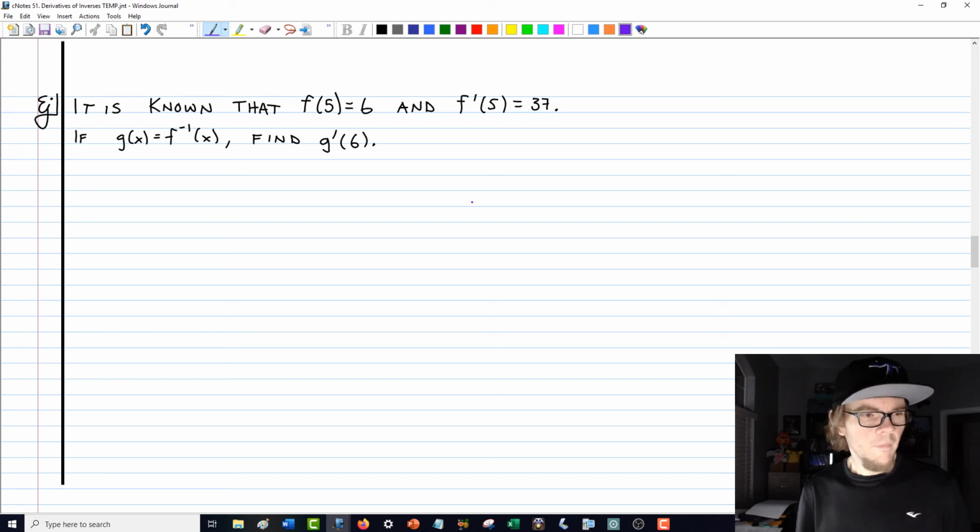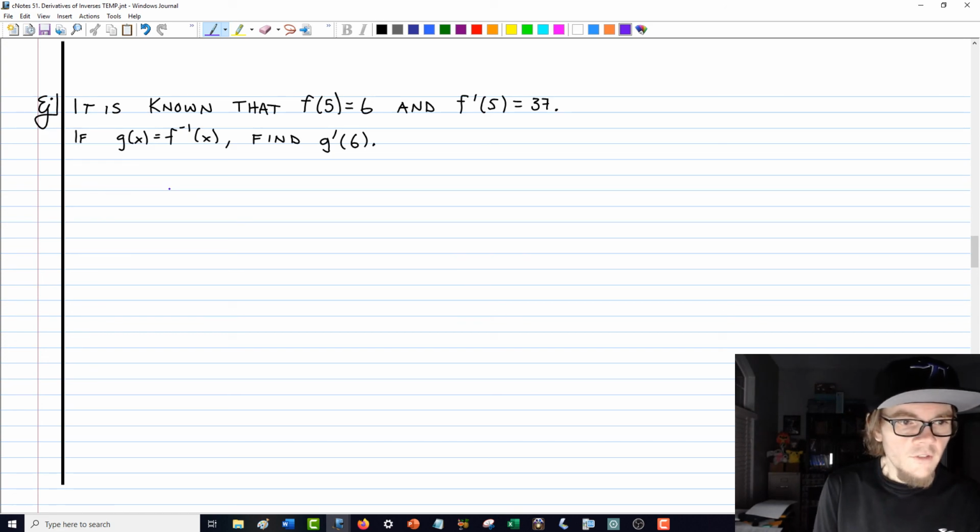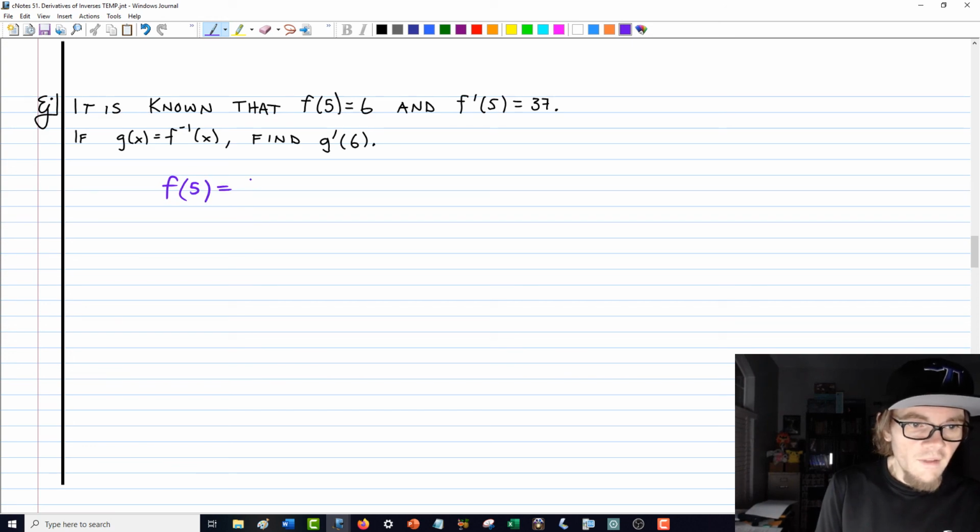So our example says, it is known that f of 5 is equal to 6 and f prime of 5 is equal to 37. So in a sense, what they're giving us right now is just an inventory of information about this function f. So I'm going to go ahead and record it. It says f of 5 equals 6, and it says f prime of 5 is equal to 37. So we'll start there.